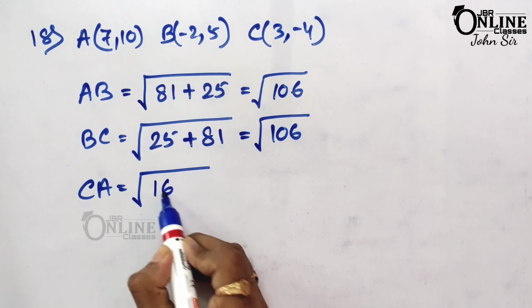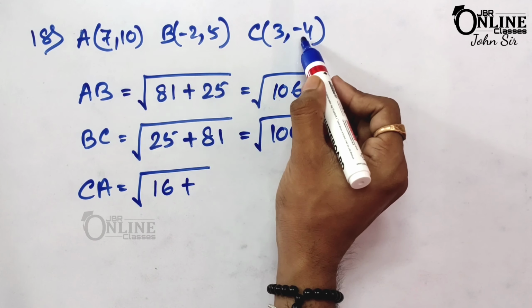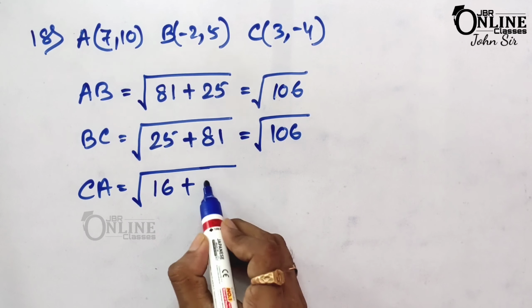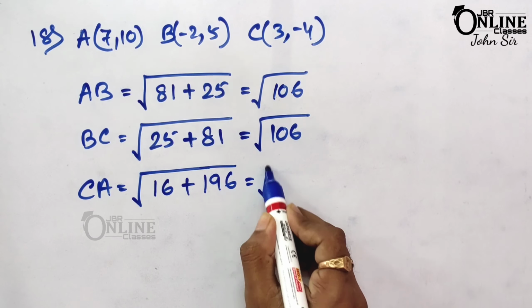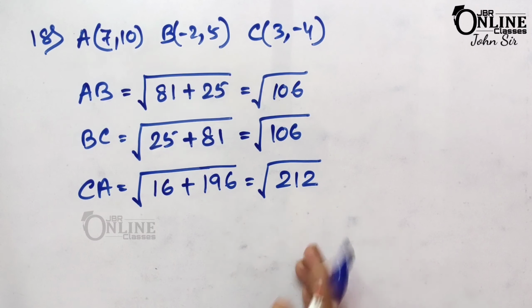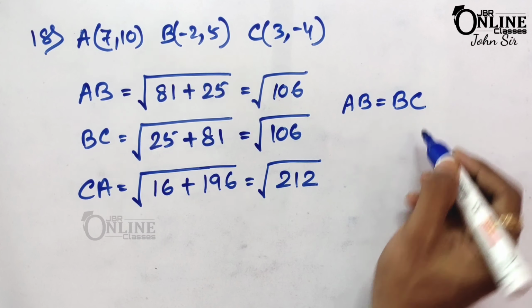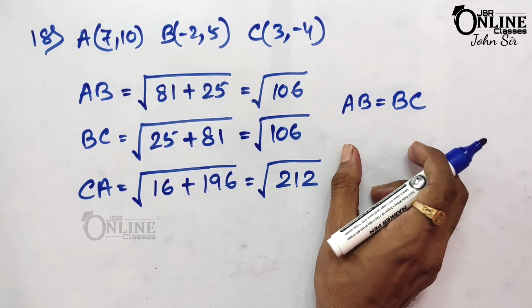Minus 4 whole square, 16. And the next one, minus 4 minus 10. Okay, minus 14. Minus 14 whole square, it's 196. So that equal to 212. Now here AB equal to BC. That means it's an isosceles triangle.